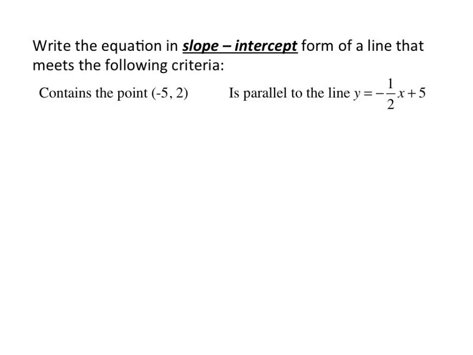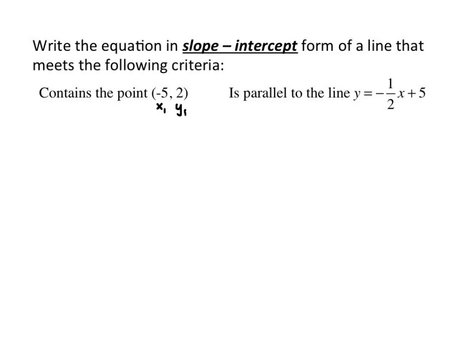Now we can practice applying our definitions of parallel and perpendicular lines, and also parallel and perpendicular slopes. Here we're asked to write the equation in slope-intercept form of a line that contains the point -5, 2, and it's parallel to the line y equals -1/2 x plus 5. What we notice here is that we're very close to having a slope and a point. First of all, we are given a point, which I can still call x1 and y1. So we can still use the point.